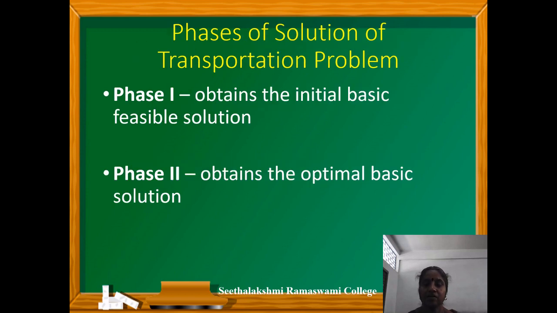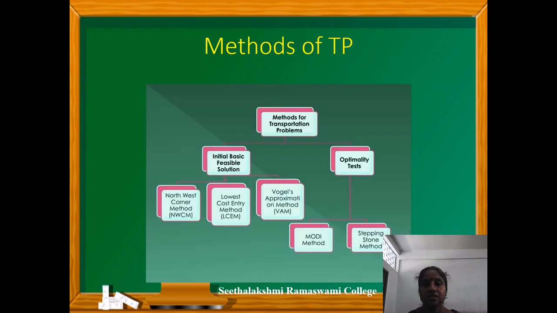Next, to find the solution of a transportation problem, we find the solution in two phases. In phase 1, we find the initial basic feasible solution. And in the second phase, we obtain the optimum basic feasible solution. So these are the methods of transportation problem.